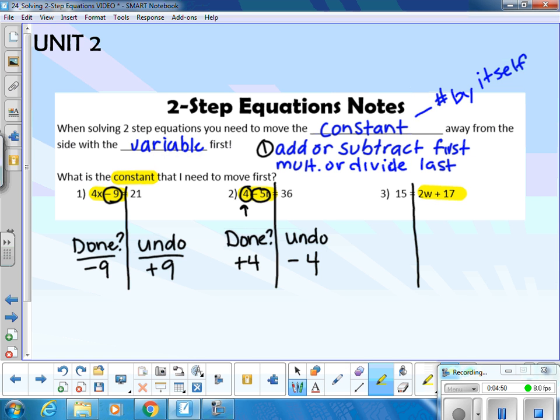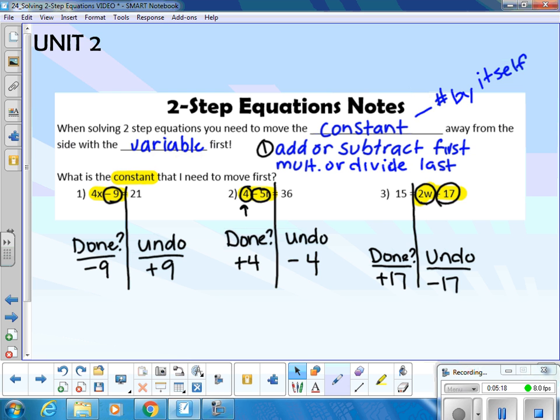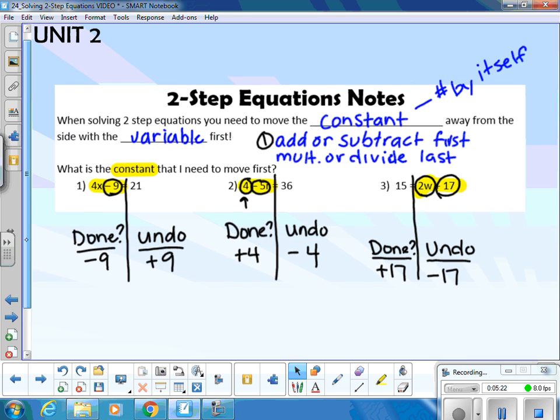All right, on this one, our variable is on the right side instead of the left side. So we have two pieces, two terms. We have that first term, which is 2w, and then we have plus 17. So what's being done is I'm adding 17. How do I undo that, or move that constant? I'm going to do the opposite, which is to subtract 17. If you have a chance and you want to write this down, this is going to help you so that moving forward we know what we're doing.